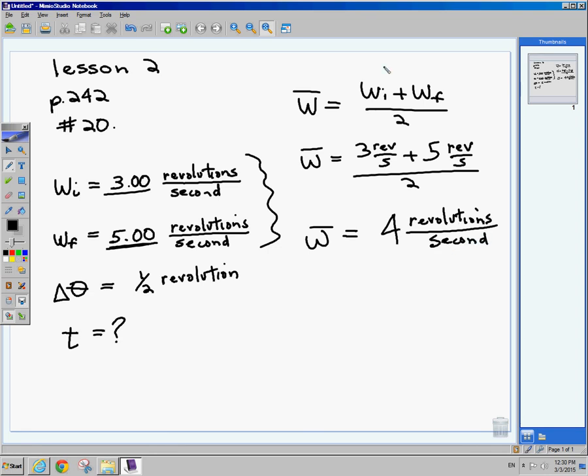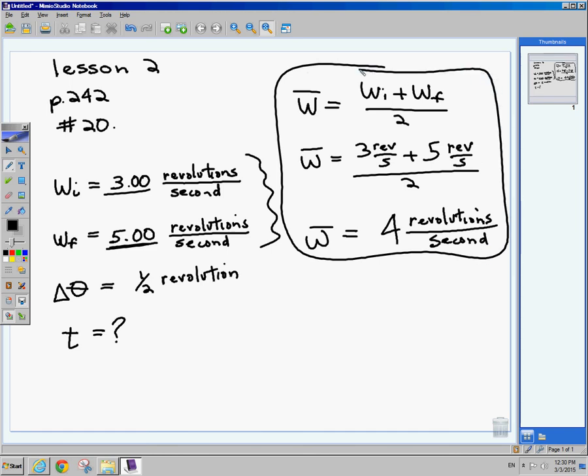So that's one formula, one problem. And then the other relationship is average angular velocity is equal to the change in the angle divided by the time. And in this case, we know the average angular velocity is 4 revolutions per second. And her change in angle here is a half a revolution.